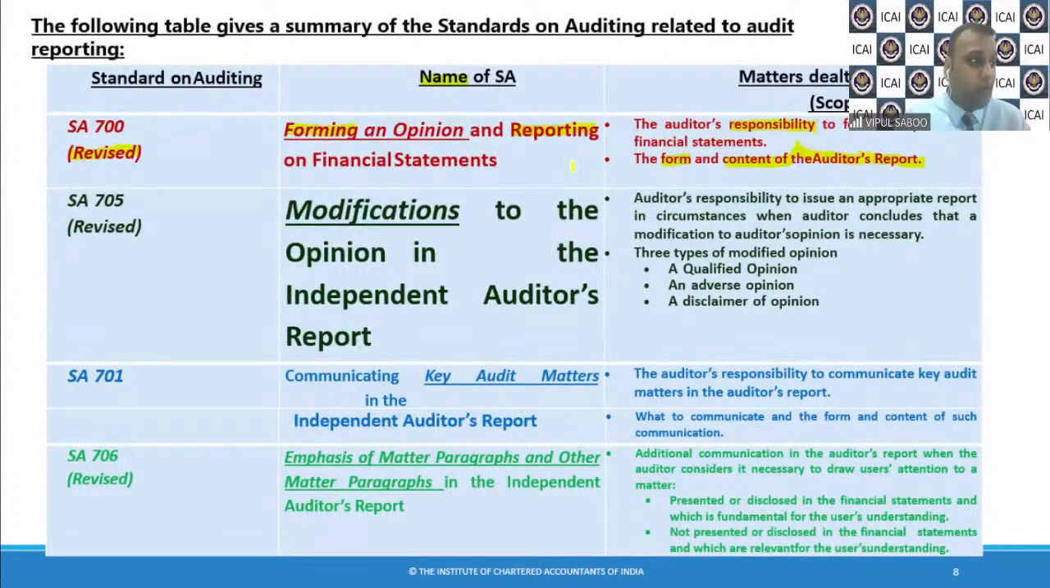Now we come to SA 705. This is again revised. Modifications to the opinion in the independent auditor's report.